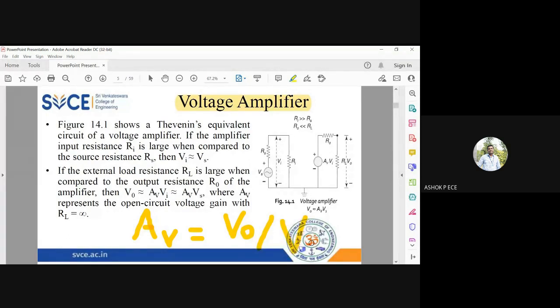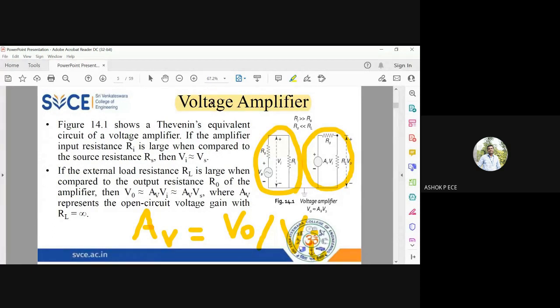On the output side, I am going to measure voltage, so on the output side I'll be having a voltage source. On the input side also, I need to measure voltage, so on the input side also I will have a voltage source. So this diagram is drawn from the expression.